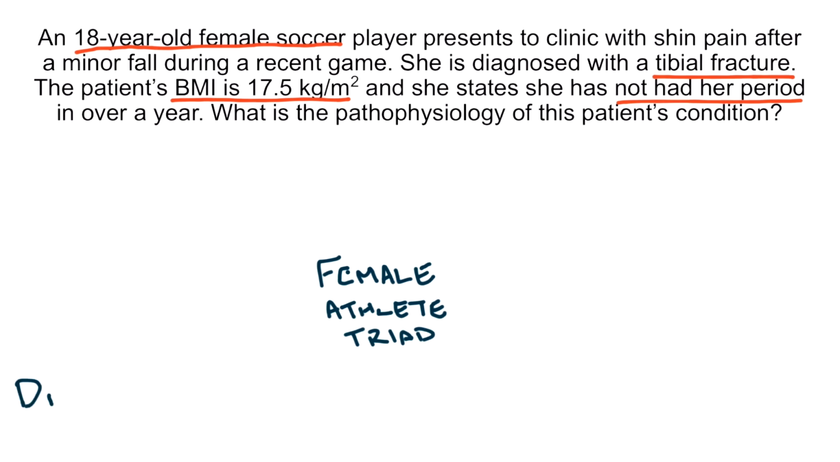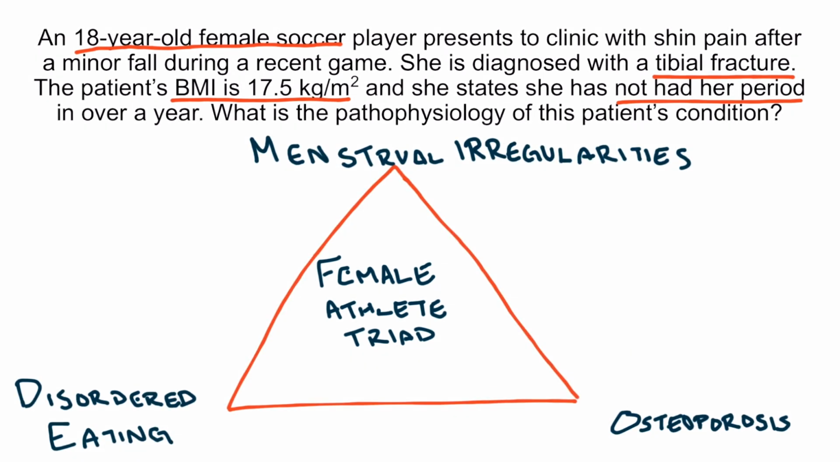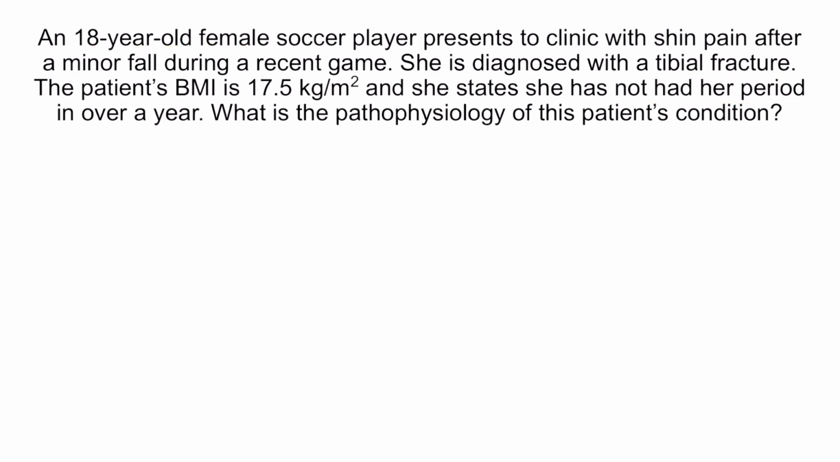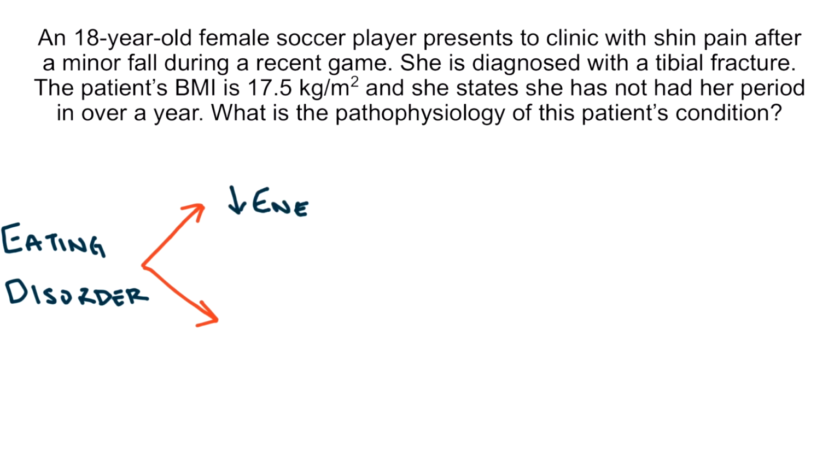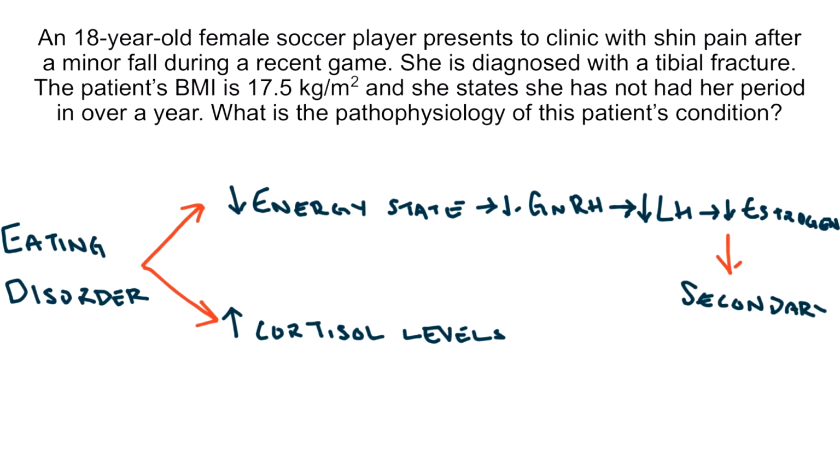This triad consists of disordered eating, menstrual irregularities, and osteoporosis. The pathophysiology of this condition is that the eating disorder leads to a low energy state and high cortisol levels. In this low energy state, patients have decreased GnRH, so there's less secreted from the hypothalamus. This leads to decreased levels of LH release from the pituitary gland and decreased estrogen secretion from the ovaries. Now, these low levels of estrogen can lead to secondary osteoporosis and the menstrual irregularities.